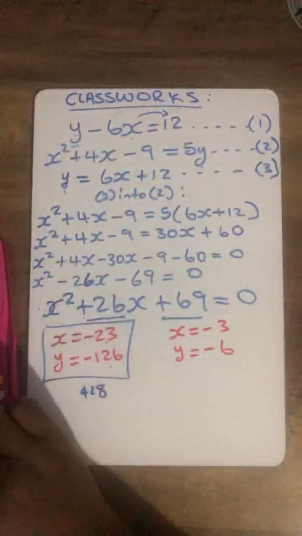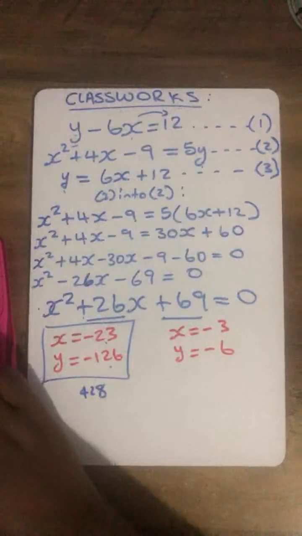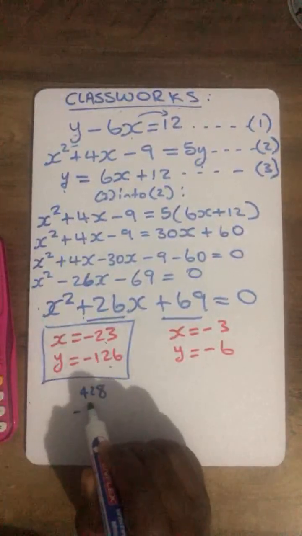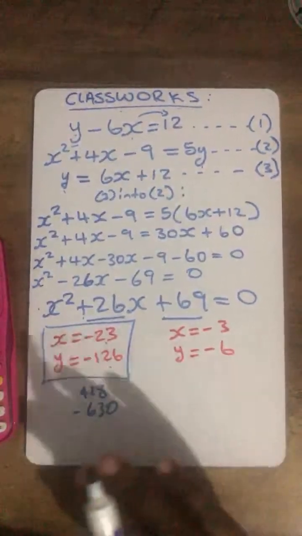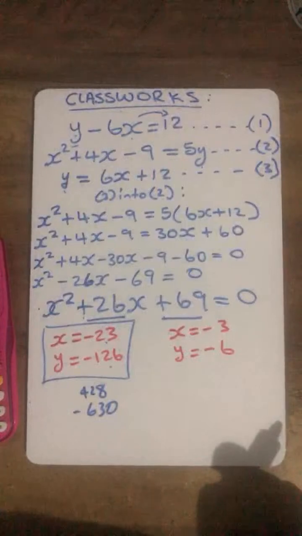So you're going to say 5 into negative 126. Can you see? It gives negative 630. So already something is off. Already something is off.